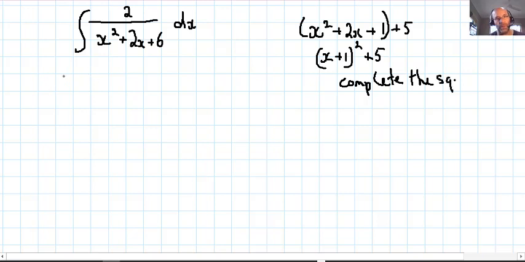Okay, so we've completed the square there, so we can rewrite this integral as. Now, if we think about that, we've got something squared plus something. There's no square root, so it might take the inverse tan form. So let's keep our eyes open for that. So we write the answer down with the square completed on the denominator.